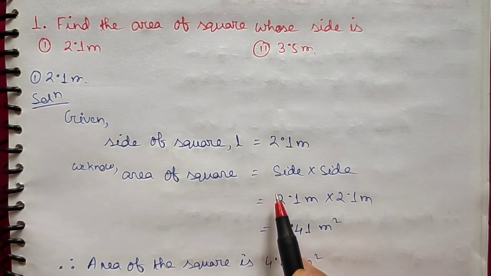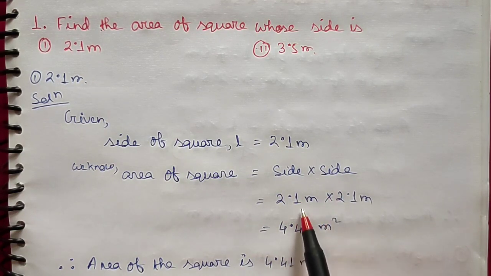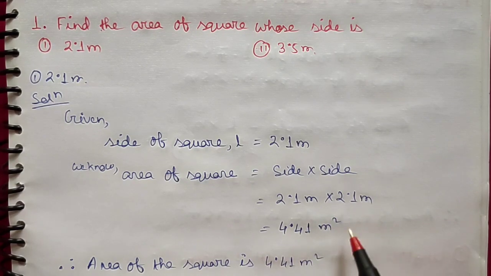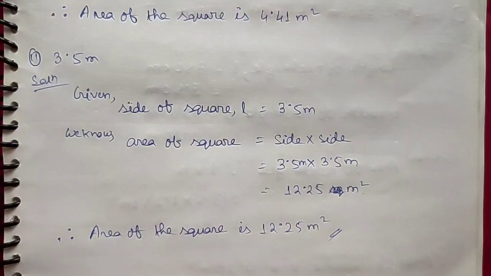side. Then we have put the values of side, which is 2.1 meter into 2.1 meter equal to 4.41 meter square. 2.1 into 2.1 is 4.41, meter into meter is meter square. Okay, therefore area of the square is 4.41 meter square.